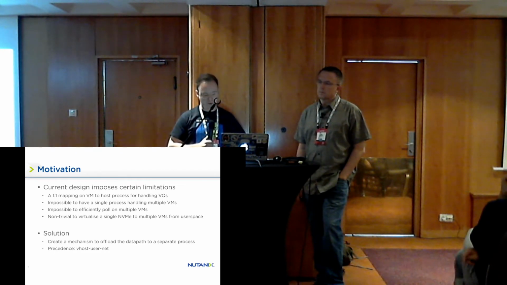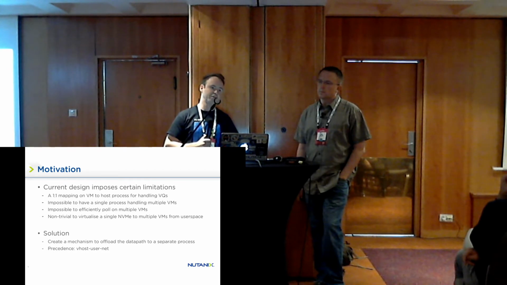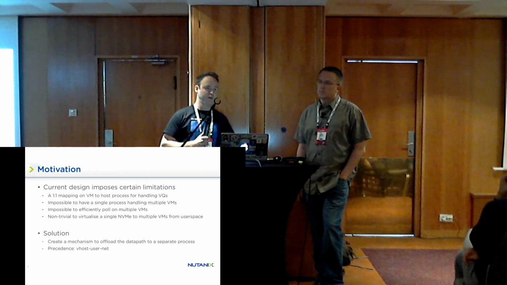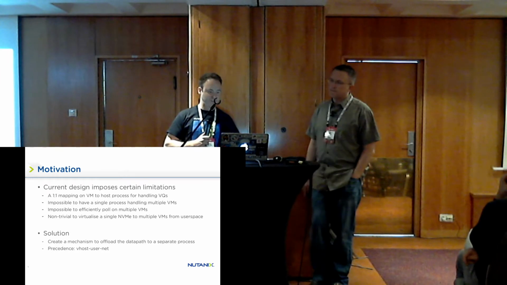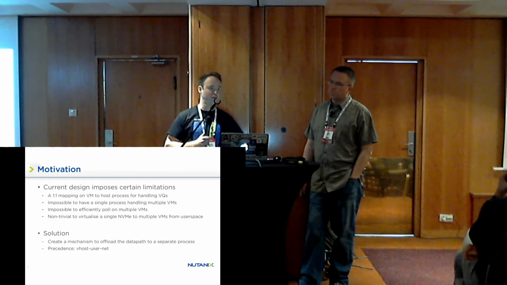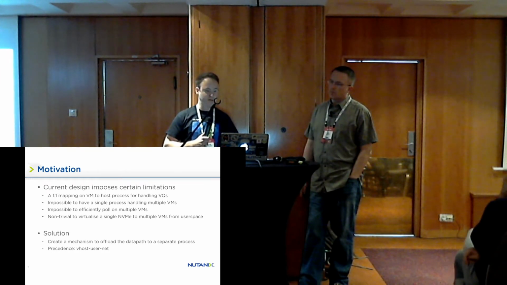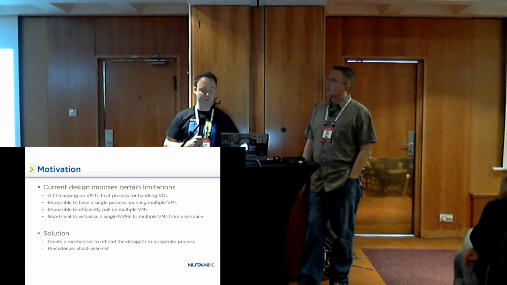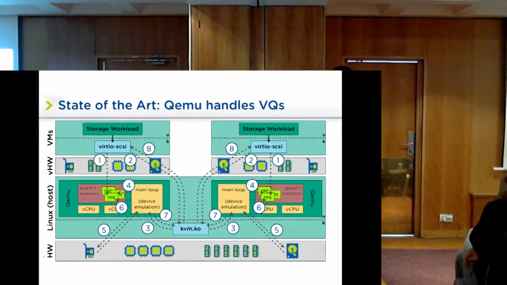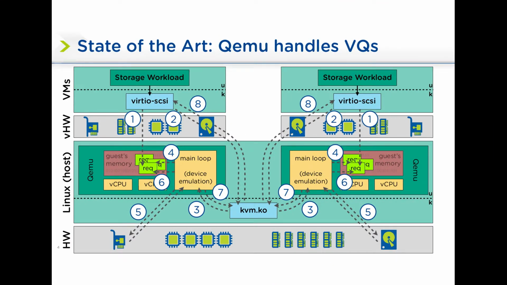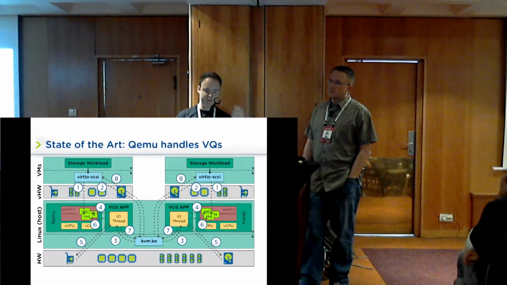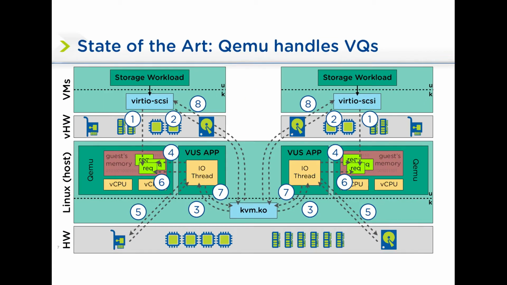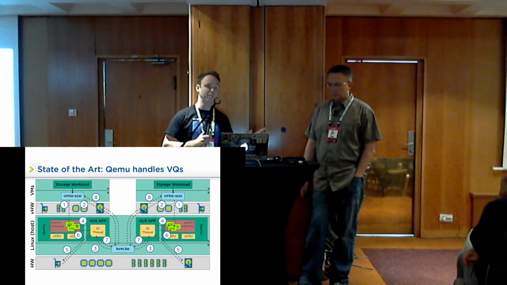And because of this, it also becomes non-trivial to virtualize a single NVMe device in user space using technologies like SPDK, which Jim will talk about later. So the solution for that is to create this offloading mechanism. And a precedent for that is vhost-user-net, which did pretty much the same thing for networking with OVS and DPDK. So if we go back to this diagram, this would basically look like replacing this main loop with this vhost-user application. This would be in its simplest form.